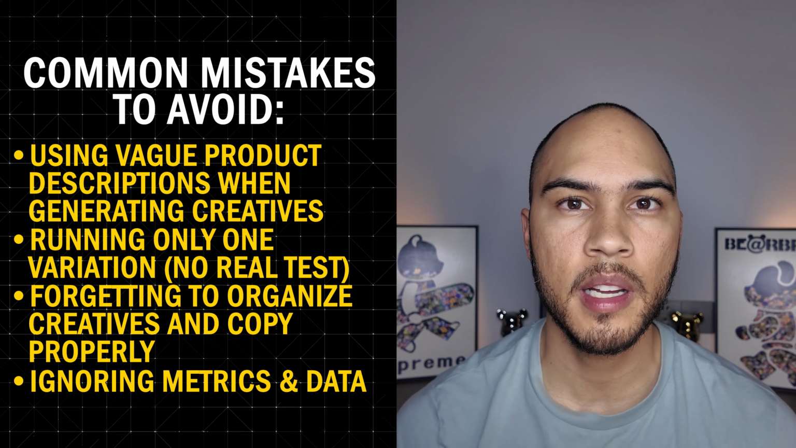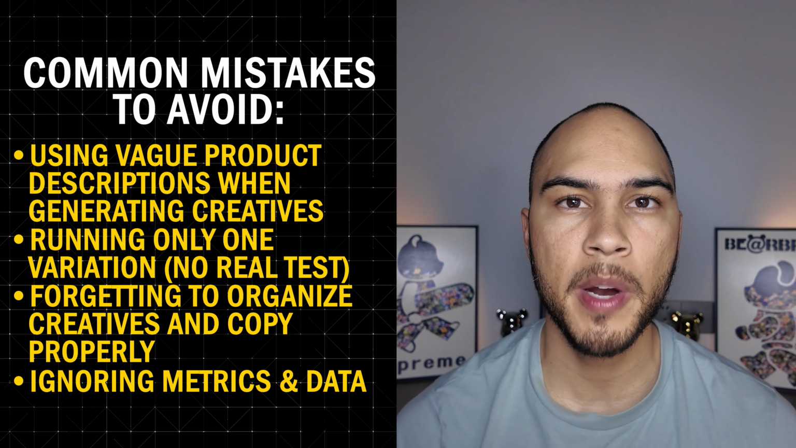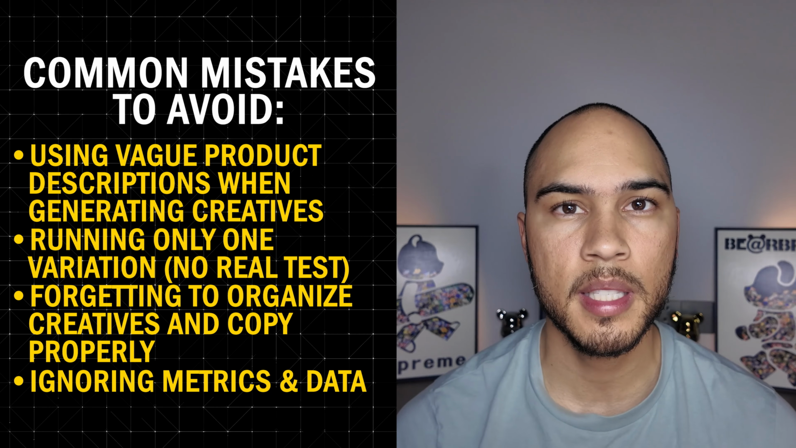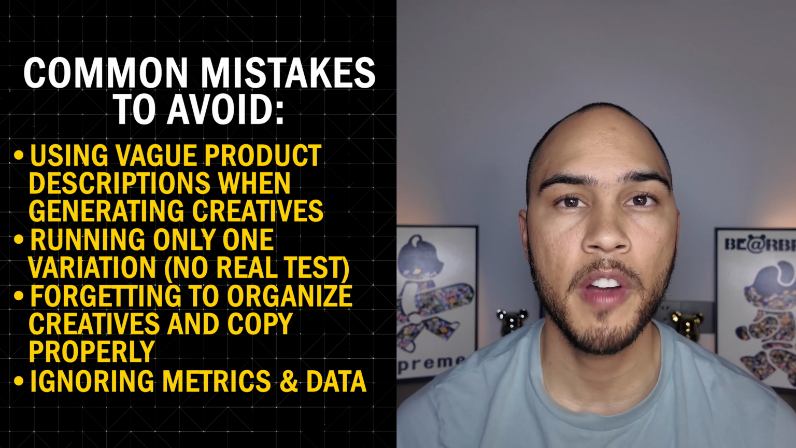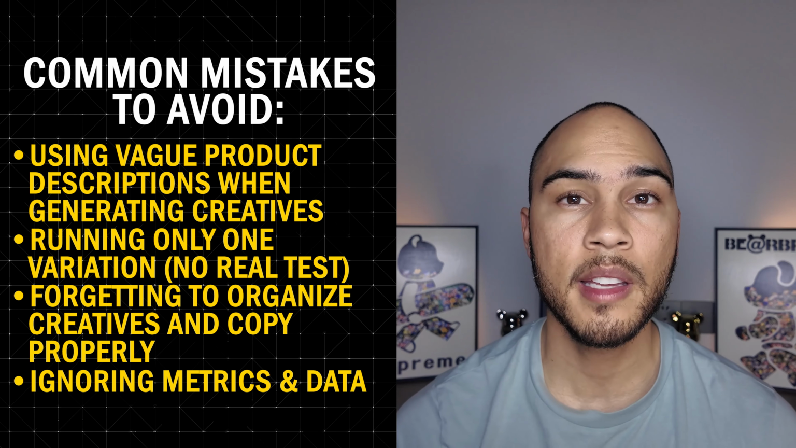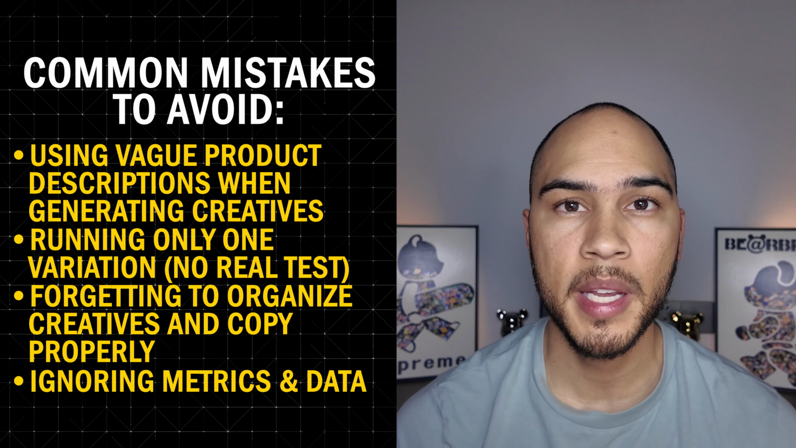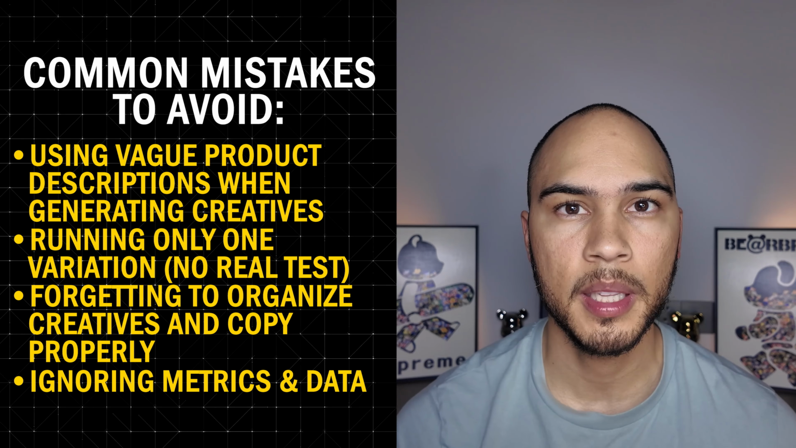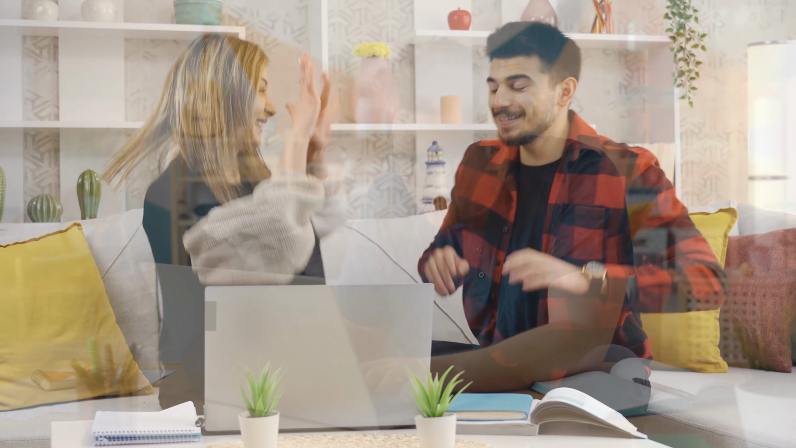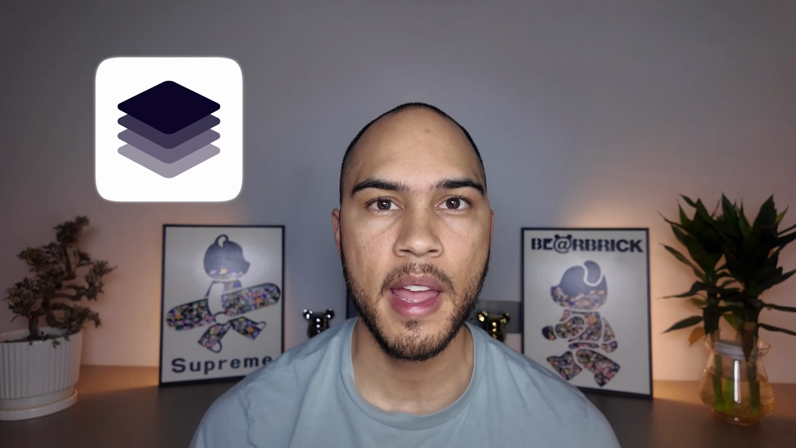Avoiding these mistakes turns ad testing from random experimentation into a repeatable system. When your inputs are clear, your variations are intentional, your assets are organized, and your decisions are data-driven, your tests become meaningful, actionable, and scalable. And that's it. In 10 minutes, you can generate multiple ad creatives and copy variations for A/B testing using AdCreative.ai. This method saves hours of design work, ensures your ads are on brand, and gives you real data to optimize performance.